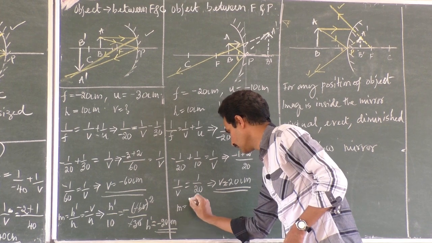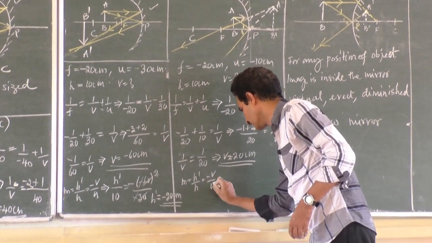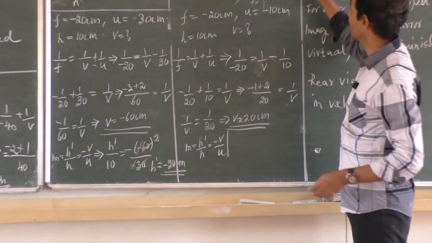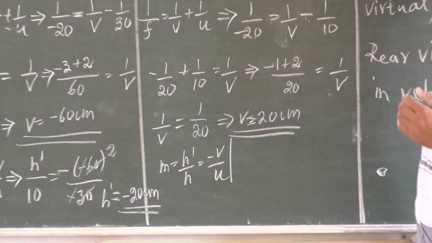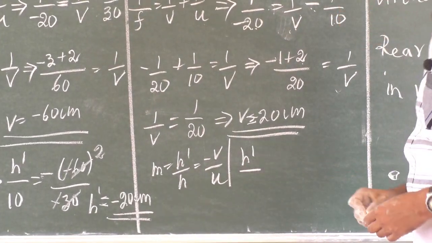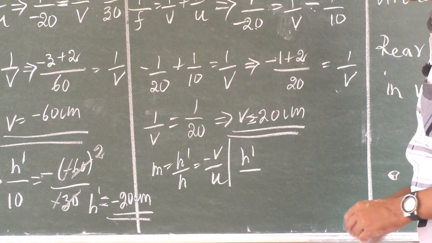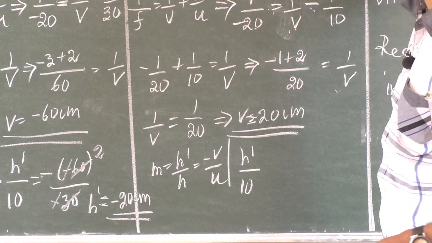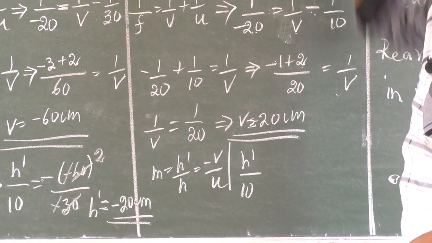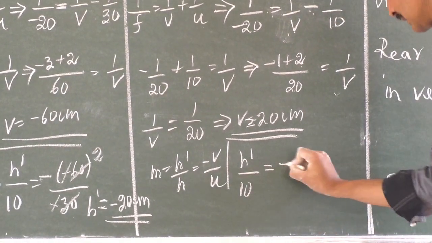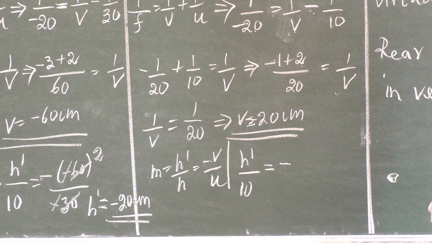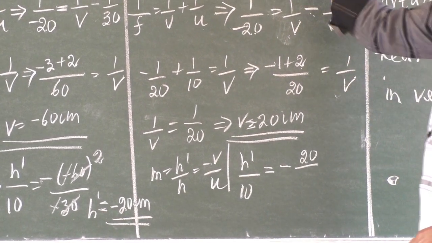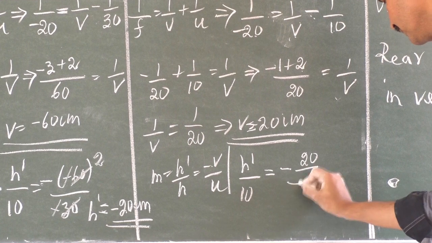M is equal to H dash by H equal to minus V by U. That's what the formula says. Apply this formula. H dash, suppose you want to get the image height. Image height should be positive finally, because it is above the principal axis. H dash by H: H is the object height, that is plus 10 centimeters. Already we have taken object is of height 10 centimeters. It is plus above the principal axis, is equal to minus, in the formula, image distance, it is positive 20, by object distance, it is negative on the other side, that is minus 10.